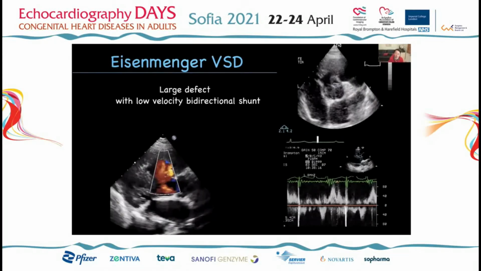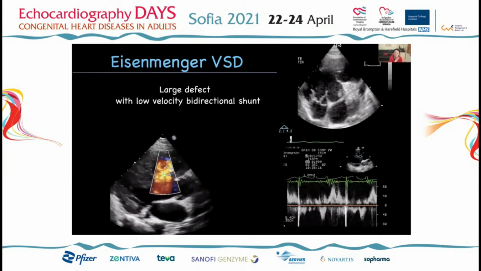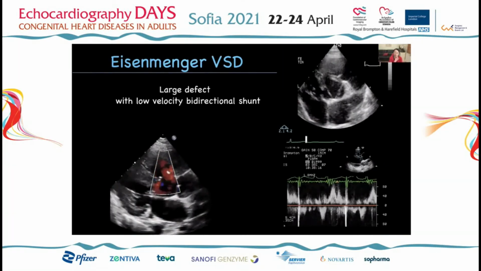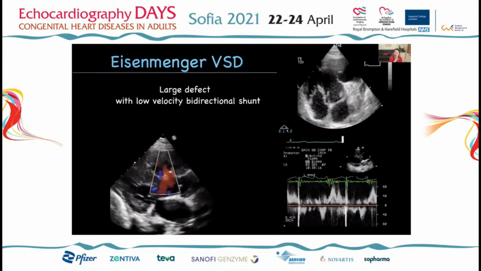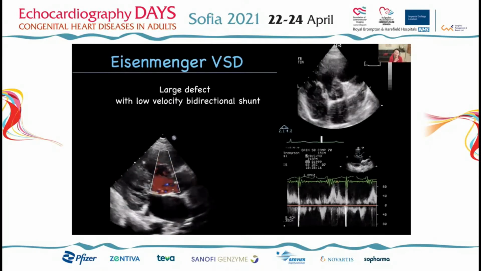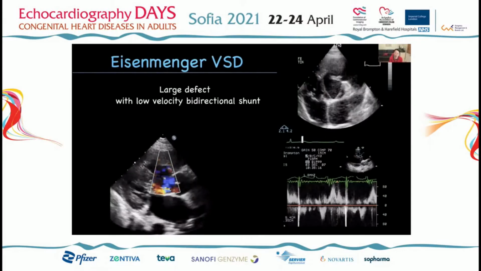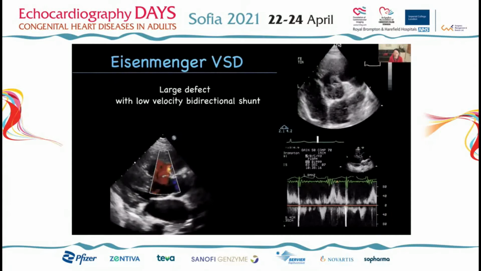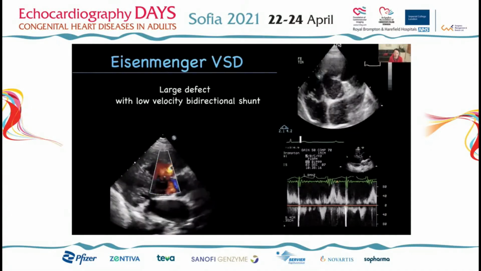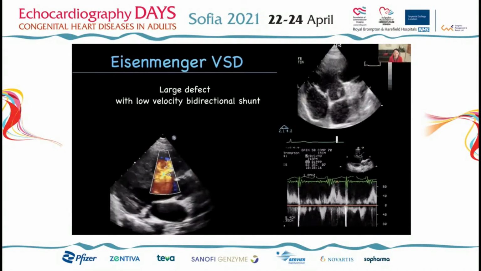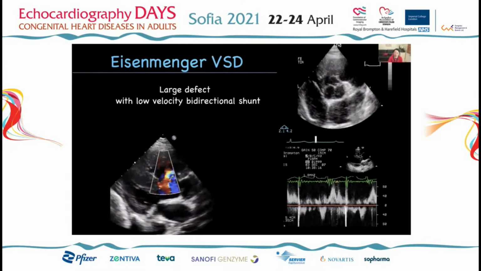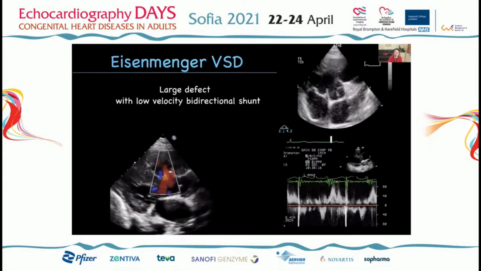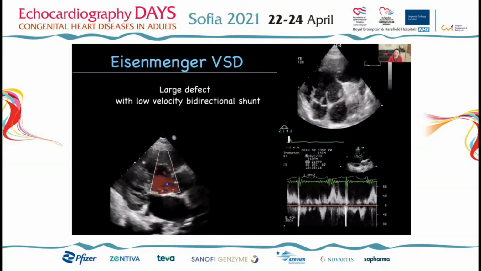Echocardiographically, diagnosis of Eisenmenger syndrome may not be too difficult. Like this patient I'm showing you, if you find a large atrial or ventricular septal defect with laminar flow bidirectional shunt across the ventricular septal defect, that suggests near equal LV-RV pressure. In the absence of pulmonary stenosis, that usually gives you the diagnosis of Eisenmenger syndrome.